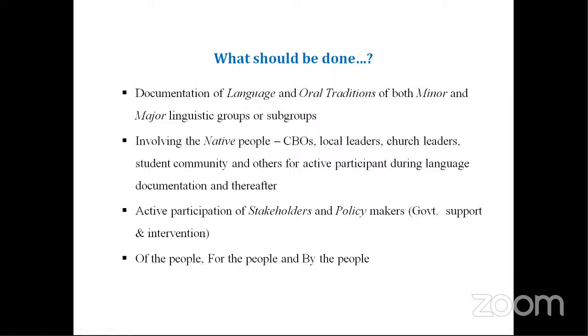So first thing, as I stressed in the very beginning, as linguists we of course have to document the language, but not only the language, also the oral traditions. Not only of the major languages, major linguistic groups, but also the minor ones, the smaller linguistic groups within the group. So that's very important. We can't just neglect them. Every language is important for us, whether small or big.